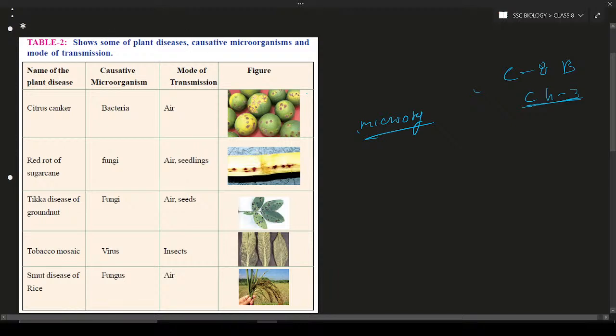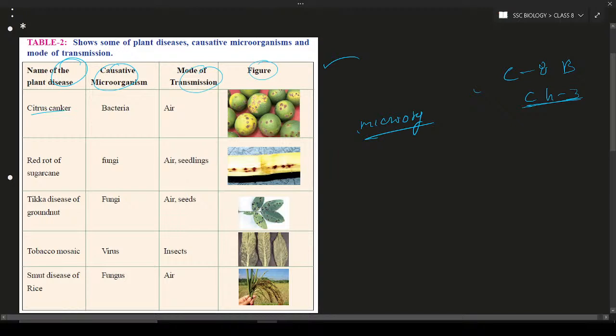So this is the table. In this table, we can see different types of plant diseases: name of the plant disease, causative organism, mode of transmission, and figure. What is meant by plant disease? If a particular plant is suffering from a certain kind of disease, that is known as plant disease.